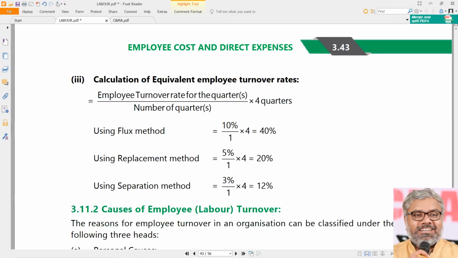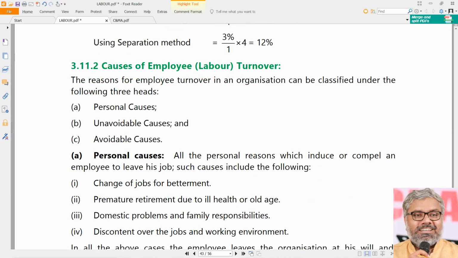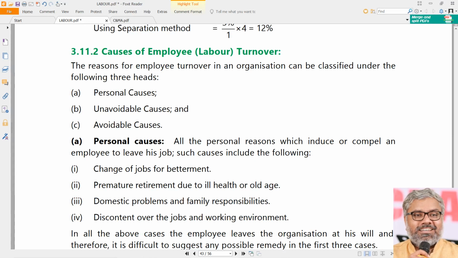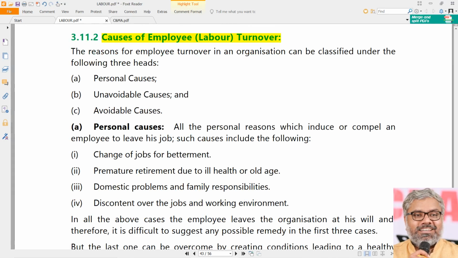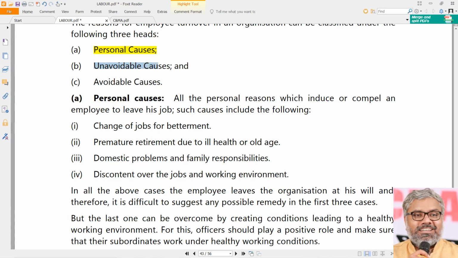We'll do that later, but before that you should know the formula for labor turnover, and in general you can even go through these things also. There is no need to specially explain them, though they are very important for theoretical questions. A lot of times these are asked. What are the general causes of labor turnover? There could be some personal causes, or some unavoidable causes. Sometimes there could be some avoidable causes.